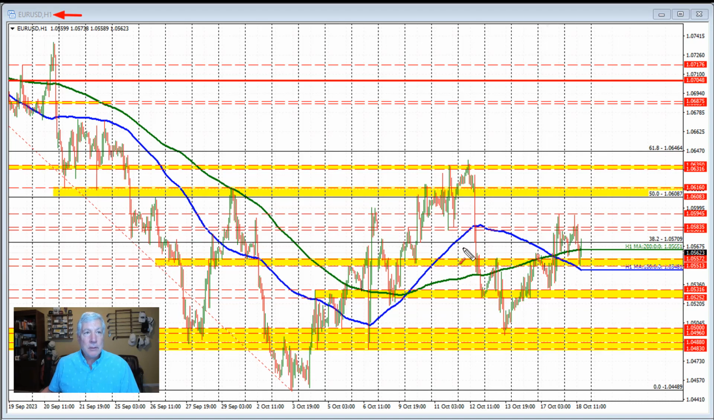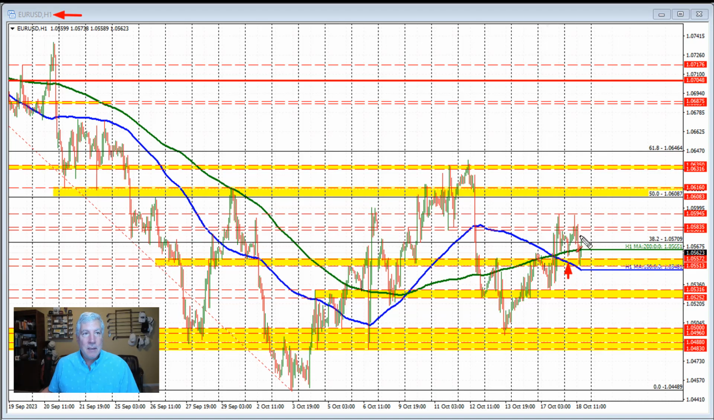This is the hourly chart. What we've seen, really since the start of the New York session yesterday, is ups and downs in trading. In the Asian session, the price tried to go lower, but fell below the 200-hour moving average, the green line on the chart, but could not get below the 100-hour moving average. Both of these are moving in different directions here.